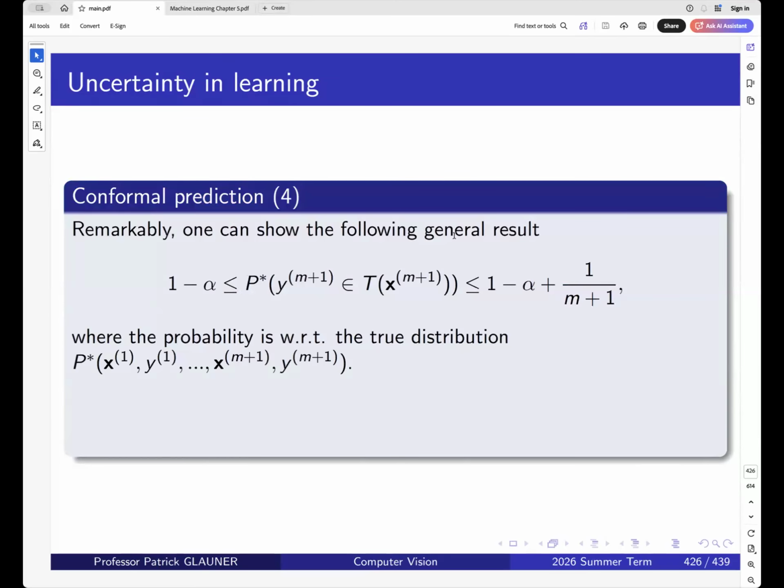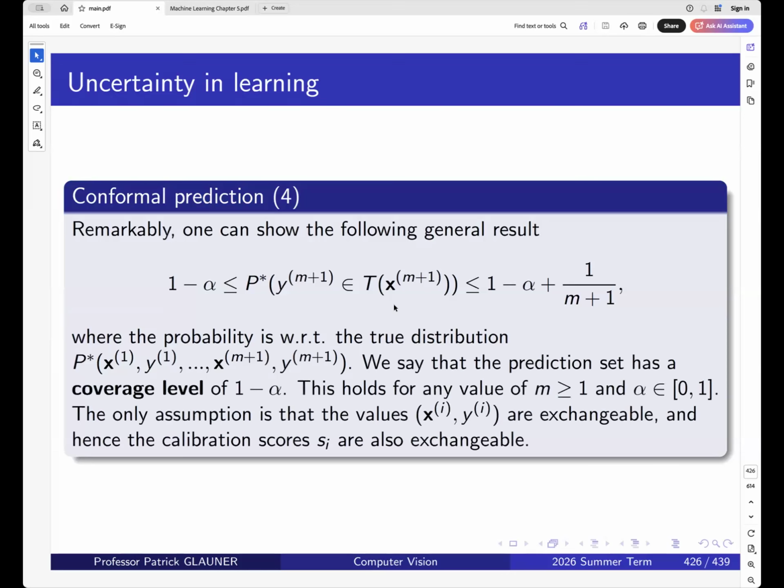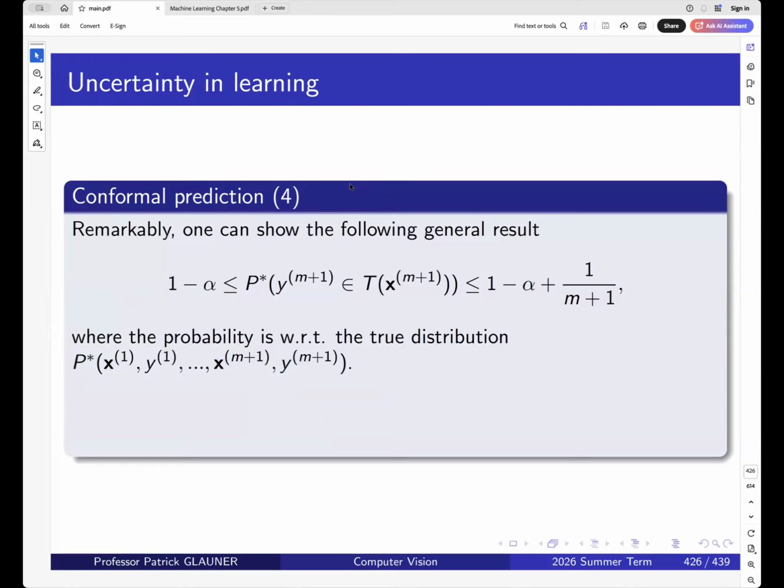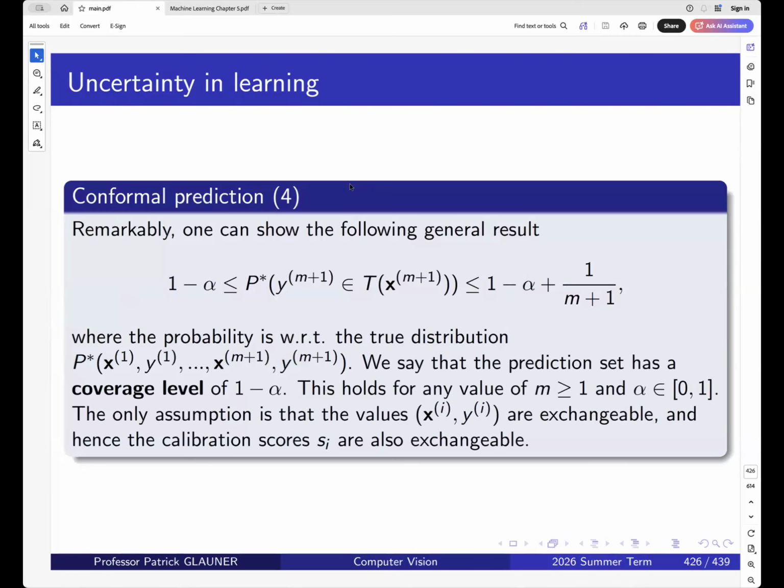There are a few more notes in the slides about some inequality, but I'll skip this for now. If you're curious, you can read this at home or in the book. There's a better or an additional justification why this 1 minus alpha is actually helpful to compute, and what we need is the true distribution of the data. So this is sort of a justification why conformal prediction makes sense as a method, but I'll leave this up to you to read either here or in the book.